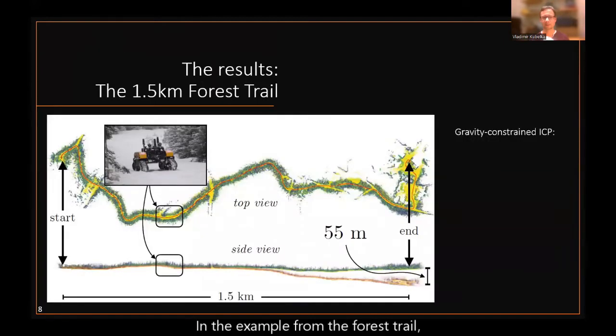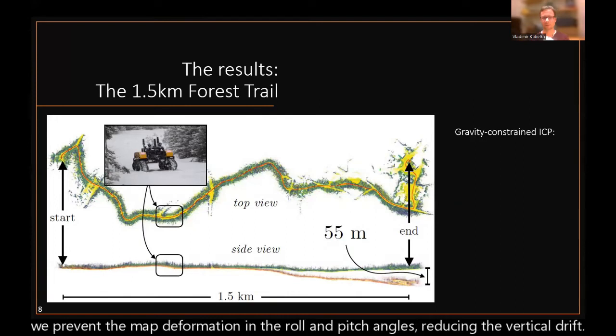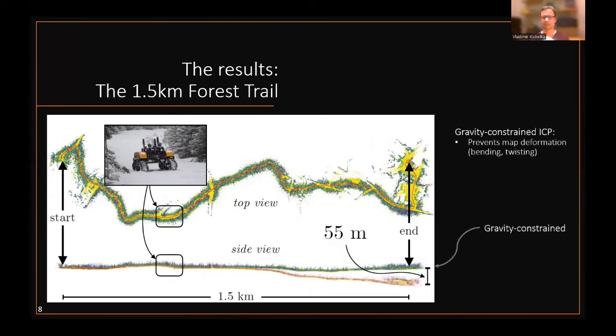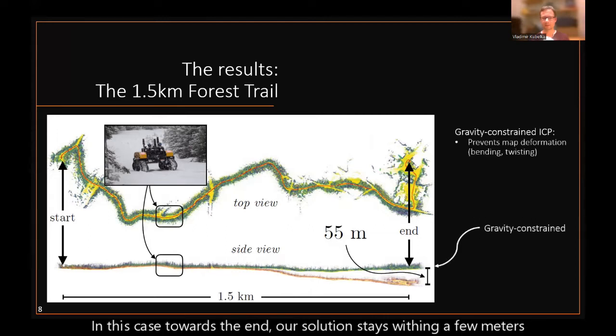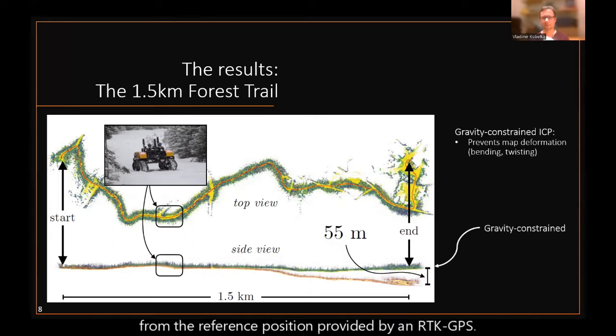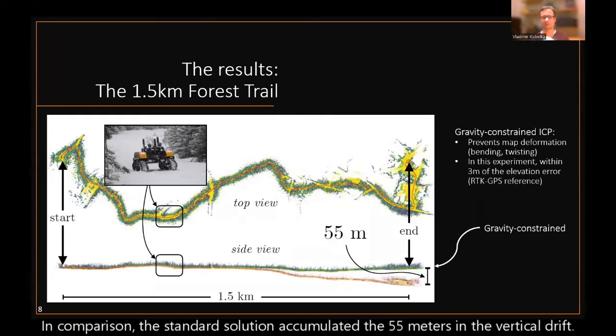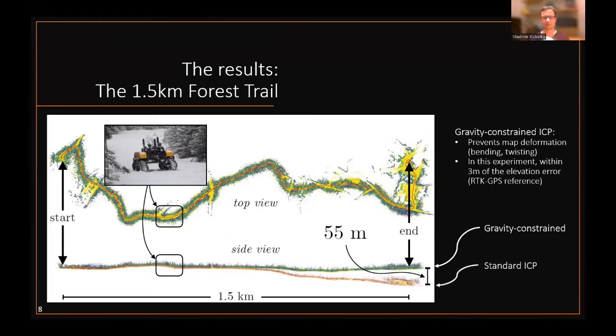In the example from the forest trail, we prevent the map deformation in the roll and pitch angles, reducing the vertical drift. In this case, towards the end, our solution stays within a few meters from the reference position provided by an RTK GPS. In comparison, the standard solution accumulated those 55 meters in the vertical drift.